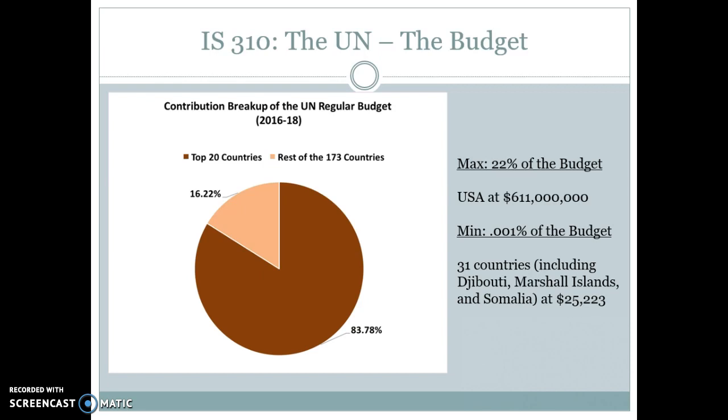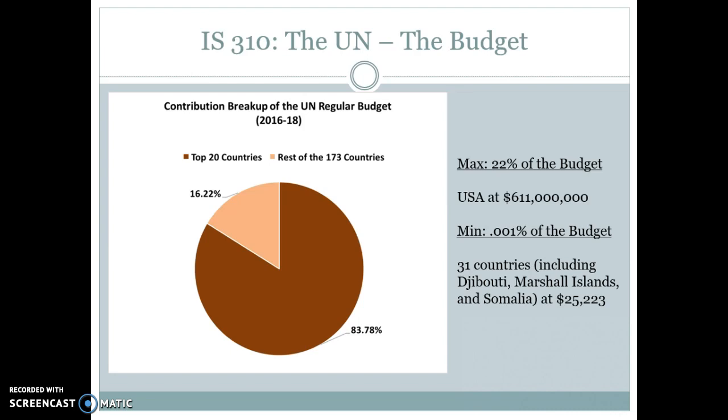There was an international agreement reached several years ago at the UN that 22% would be the maximum that any country would contribute. So even if and when we have a GDP that is larger than 22% of the global share, we won't be required to pay more than 22%. So we pay $611 million to the general budget.